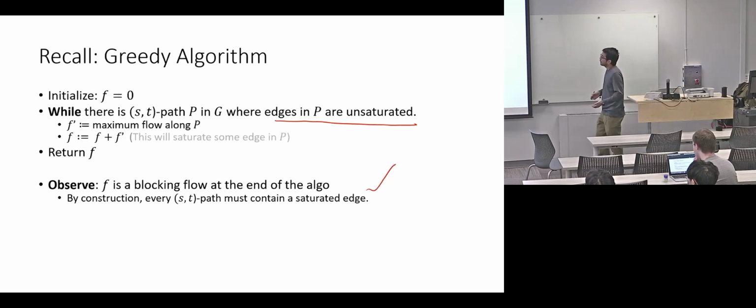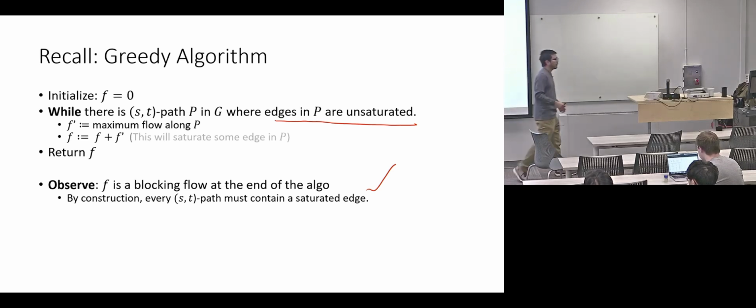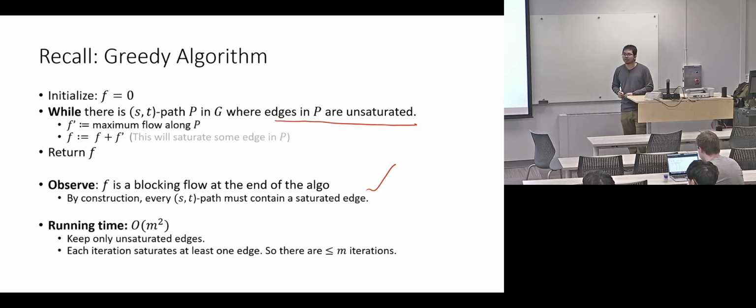What's the running time? I claim that in each round, when you find an edge that is saturated, you can just delete it from the graph. In each round, you augment along some path, and you will saturate one edge, so you throw away some edge. So the number of iterations here is at most m, the number of edges. In each round, you spend linear time, just doing some depth first search. There are a linear number of rounds, so the total time is at most m squared.